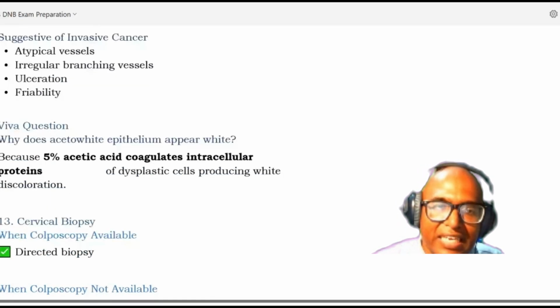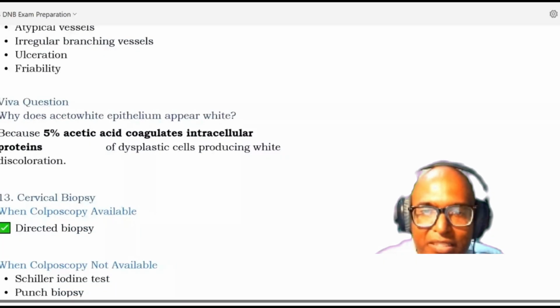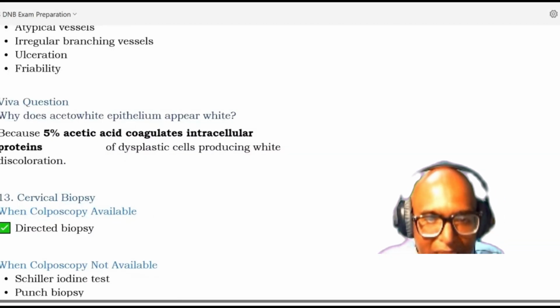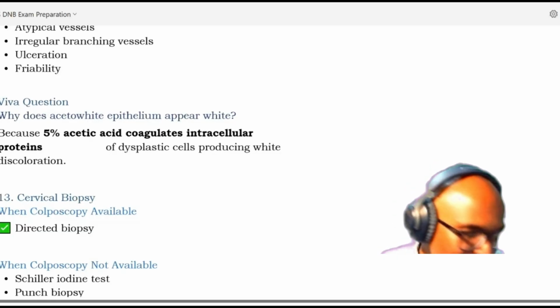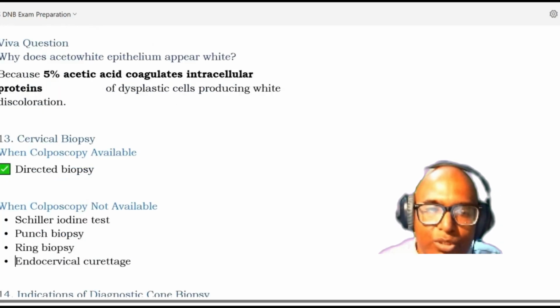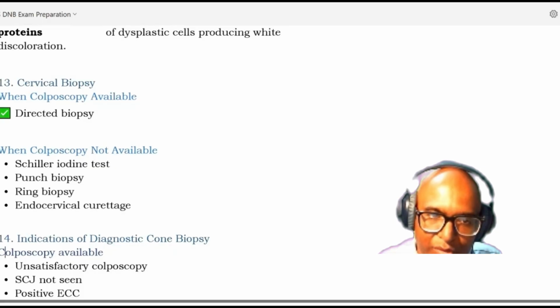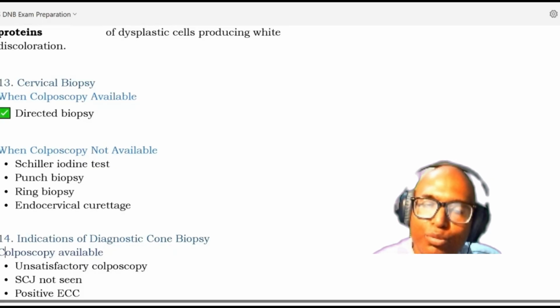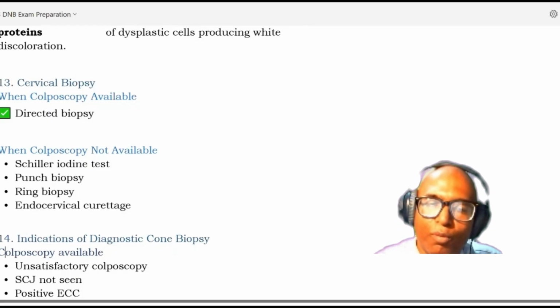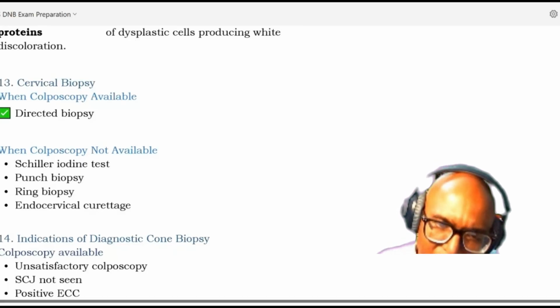Okay, so in vivas they can ask you, why does the aceto-white epithelium appear white? Because you apply the 5% acetic acid, there is a coagulation of the intracellular proteins of the dysplastic cells that produces white discoloration. Okay, so next what you can do is a biopsy. When you have the colposcopy available, you take the biopsy under the guidance of the colposcope, that is a directed biopsy. When colposcopy is not available, you can use a Schiller's iodine test.